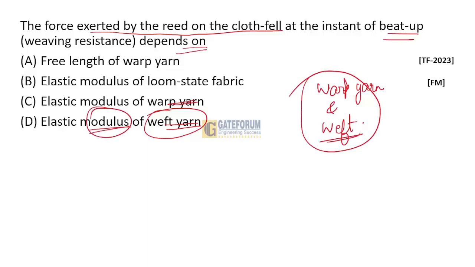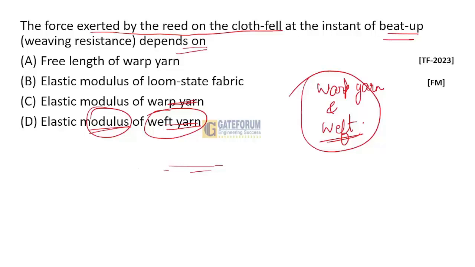The free length of the warp yarn directly affects the tension between the yarns and the interlacement between the warp and the weft yarns. And due to this, it directly affects the weaving resistance. Weaving resistance means the difficulty caused to resist the weaving, that is, the fabric manufacturing process.